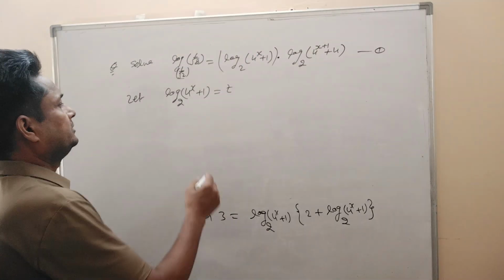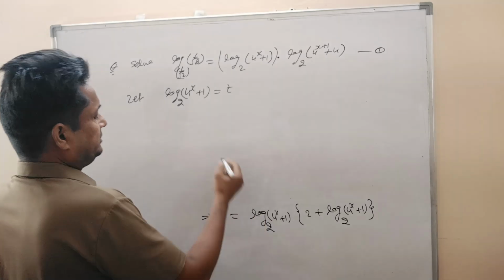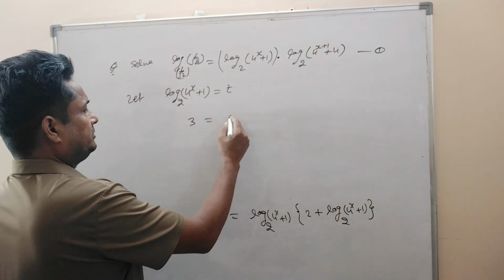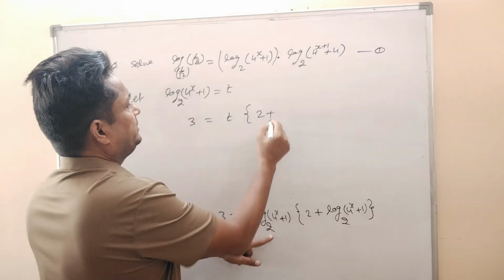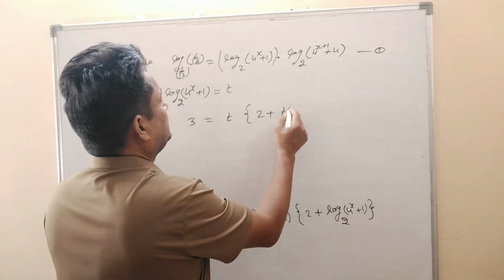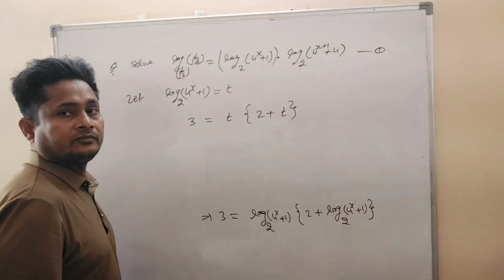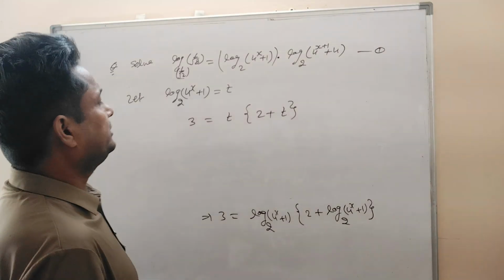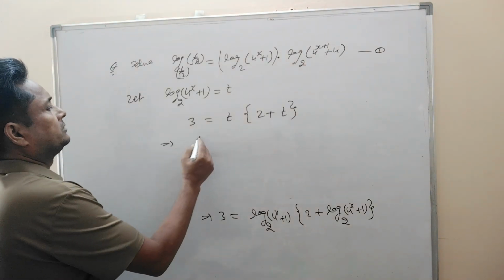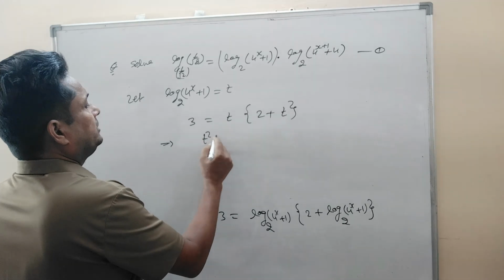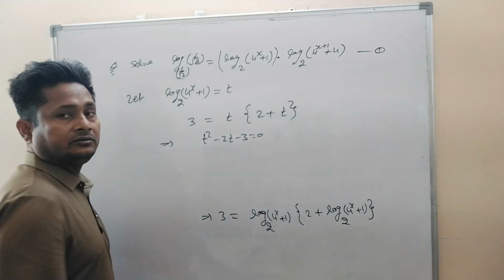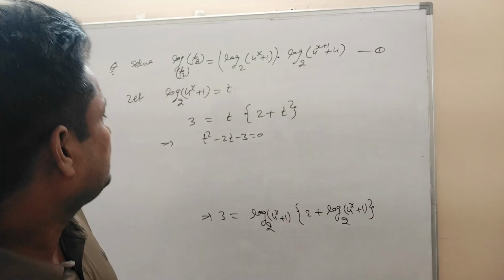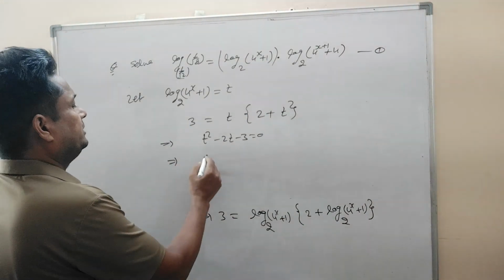Substitute here. So from here it will be what? 3 is equal to t, this will be t, and inside it will be how much? 2 plus t. This will be 2 plus t. Now simplify the first quadratic equation. So this will be how much? t square minus 2t minus 3 is equal to 0. So solve this quadratic equation.